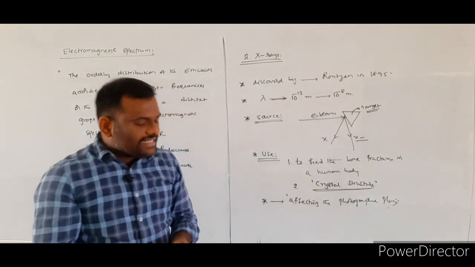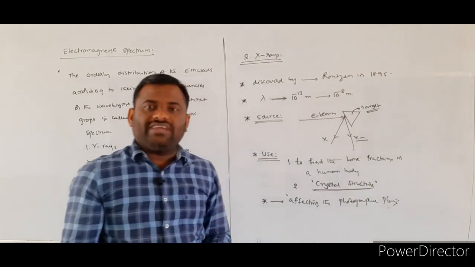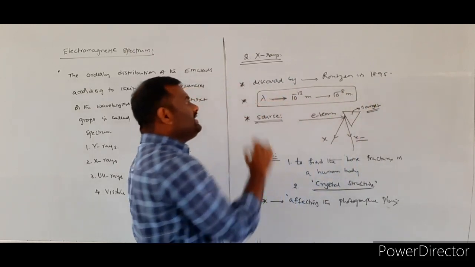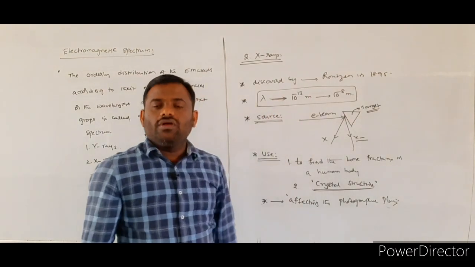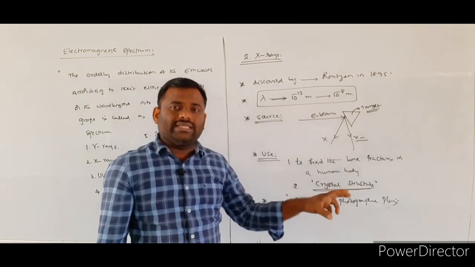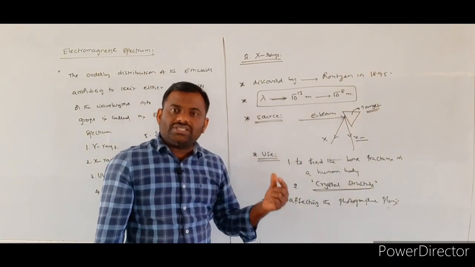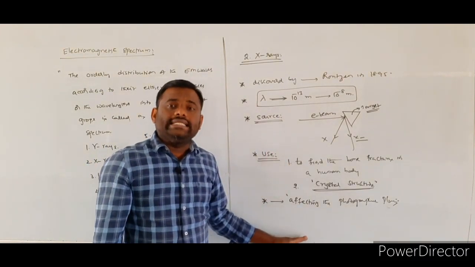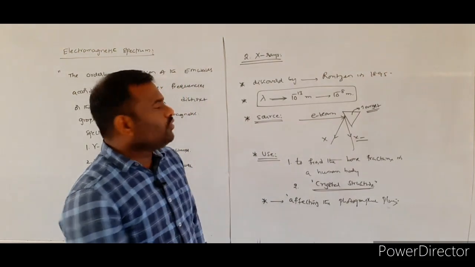Once again, the X-rays were discovered by the scientist Röntgen in the year 1895. Next, the wavelength range of the X-rays is from 10 power minus 13 meter to 10 power minus 8 meters. What is the source? Whenever the high energetic electron beam is incident on the target metals, X-rays are produced. And the uses are to find bone fractures and to study the crystal structures. And whenever these X-rays are incident on the photographic plate, they will affect the photographic plate. So this is about X-rays.